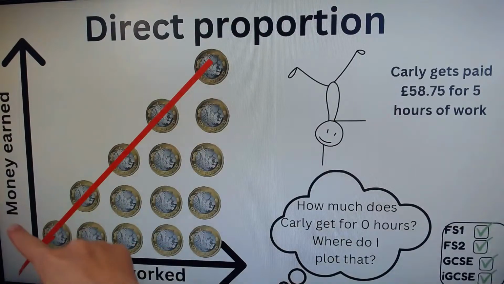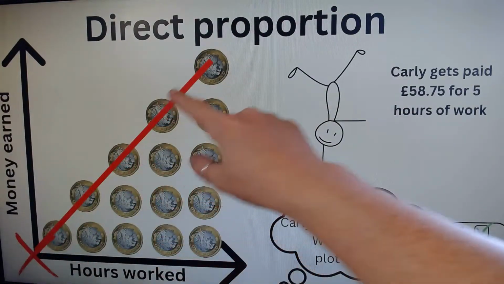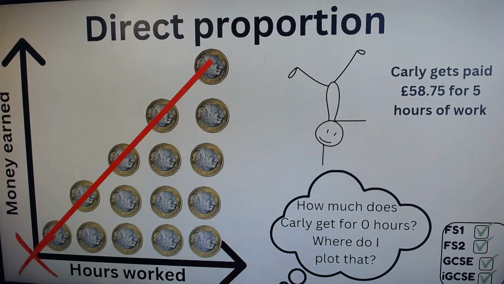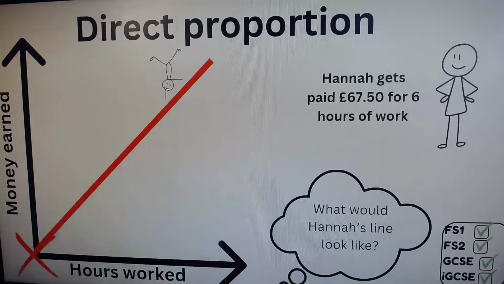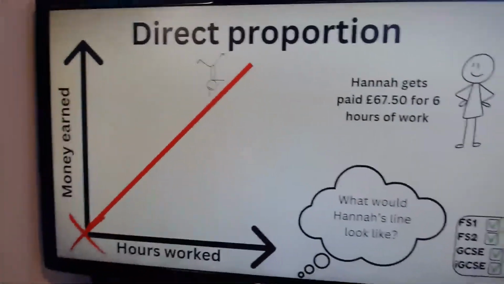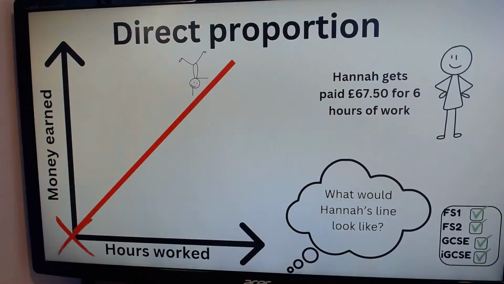It's increasing because it's going up the same amount every single time. The more hours she works, the more money she earns. And it's going up by £11.75 every time. We already worked that out. I want to introduce Hannah. So I've put Carly doing a little handstand on her line now. If I introduce Hannah, remember Hannah here.